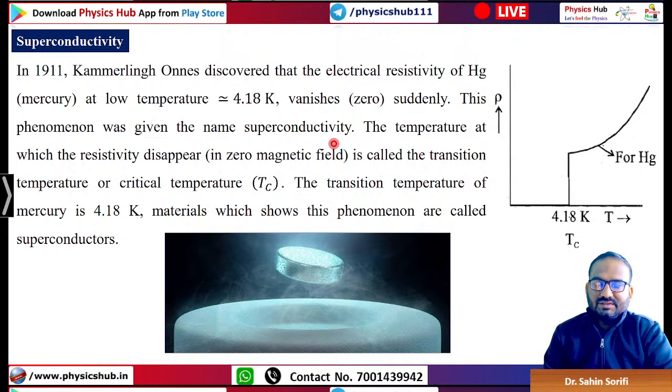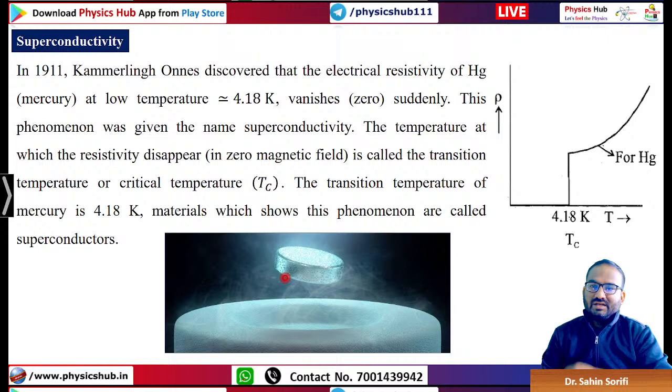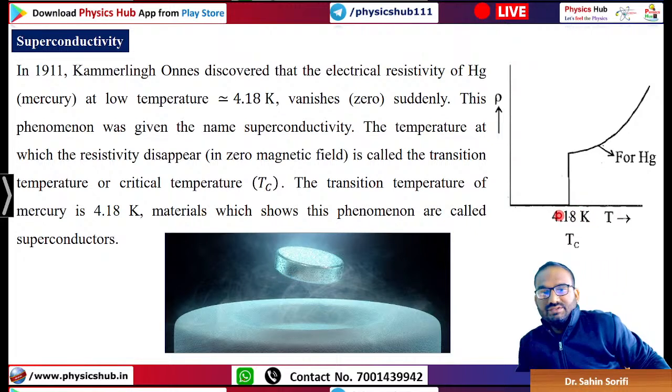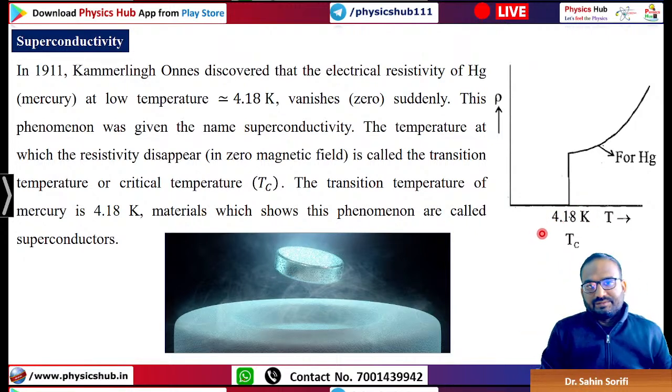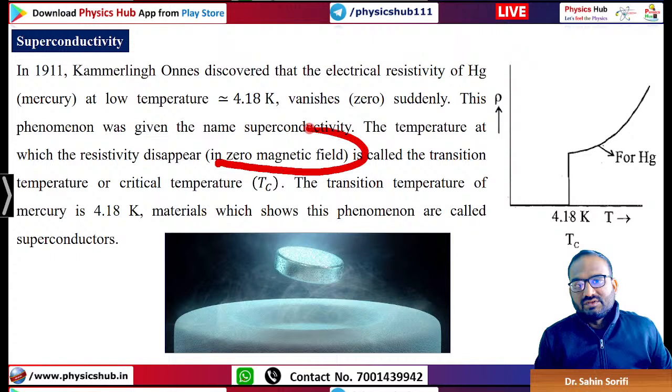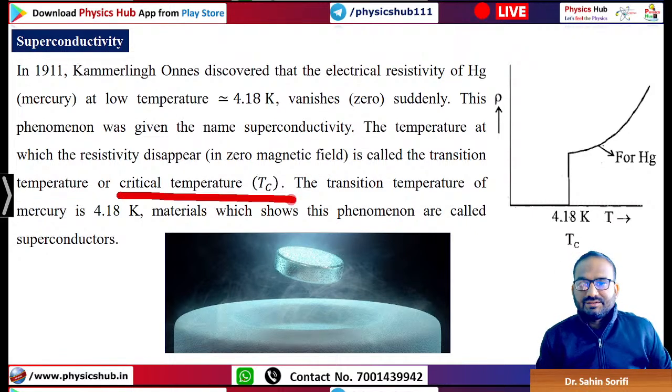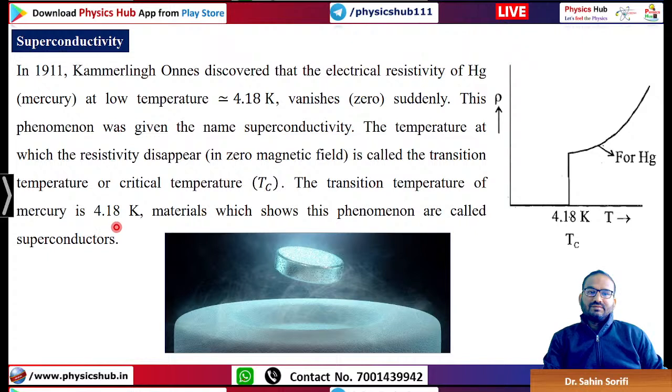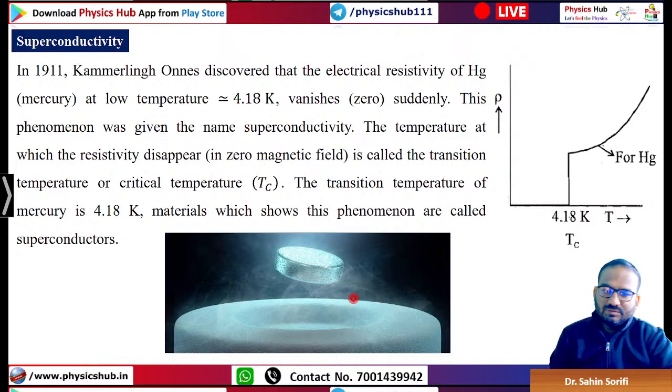This phenomenon was given the name superconductivity, and the temperature at which this resistivity disappears in zero magnetic field is called the transition temperature or critical temperature. The transition temperature of mercury is 4.18 Kelvin, and a material which shows this phenomenon is called a superconductor. Now there is a very important property of superconductors which we'll discuss later: it does not allow the magnetic field lines to pass through it.